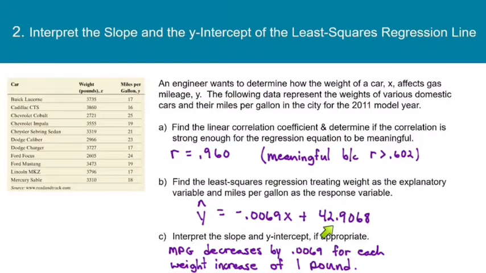Now, the y-intercept is 42.9, but let's think about whether it would be appropriate to interpret the y-intercept. Well, the x values represent weights, and if x equals 0, that means the weight of the car we're considering would be 0, but a car that has no weight cannot exist. So it would not be appropriate to interpret the y-intercept in this case.